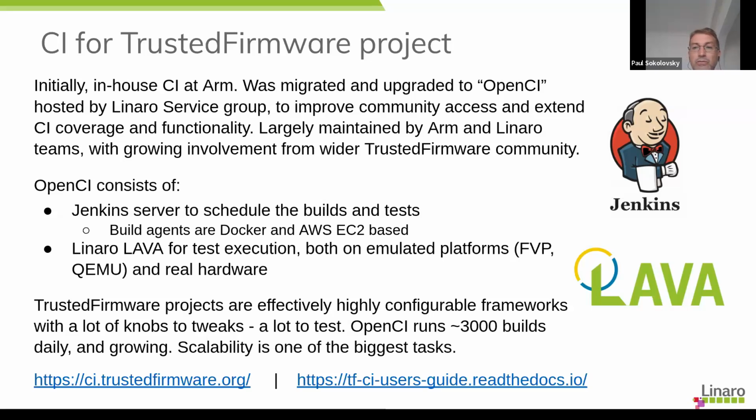And for test execution, we use the Linaro LAVA product, which allows us to control DUTs, devices under test, both physical devices and emulation platforms like FVP, the ARM tool for newer platforms and CPUs, and QEMU, the open source tool. One important thing to know is that Trusted Firmware CI, OpenCI, is a pretty busy system. Daily we run around 3,000 builds. One build is one configuration, so it's pretty heavy, and a lot of work is still underway to add even more configurations to tests and more specific tests, so it's only growing. So scalability is one of the important tasks to keep up with the system.